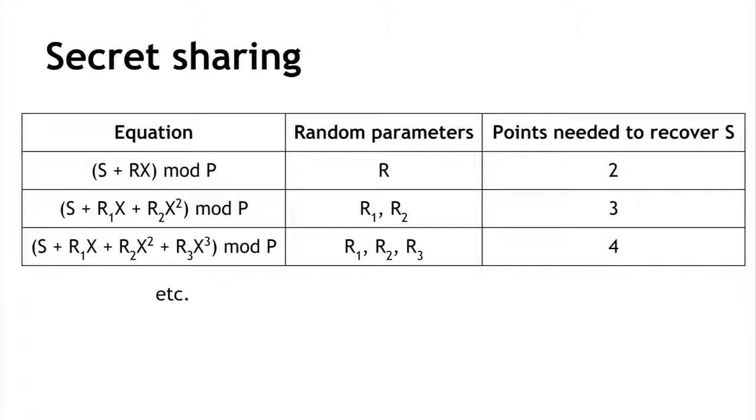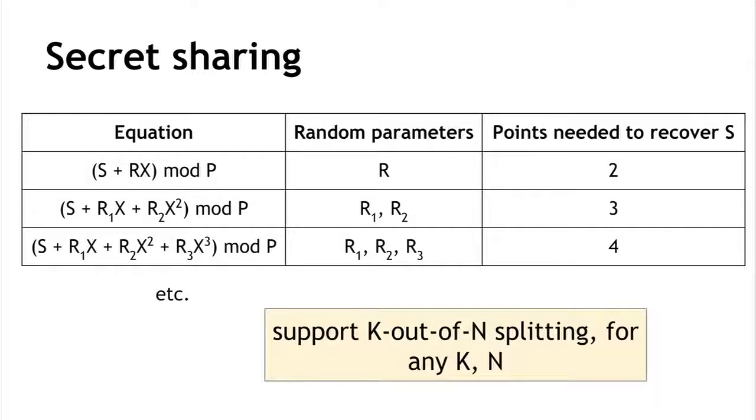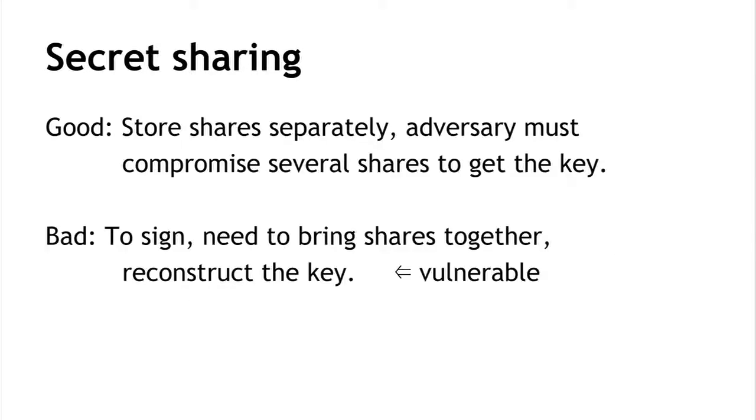And that turns out to be a really useful thing, because now you can take a secret key or other secret information and split it up in this way. Support k out of n splitting for any k and n. So let's talk about the good and bad that we get out of this process.